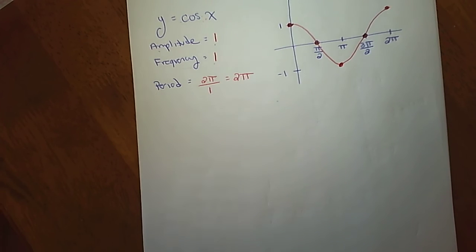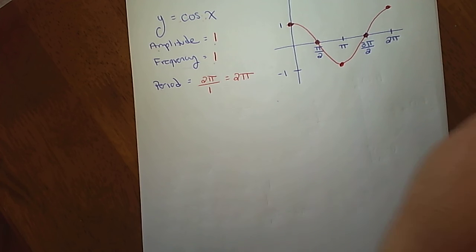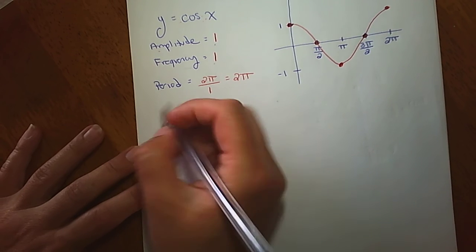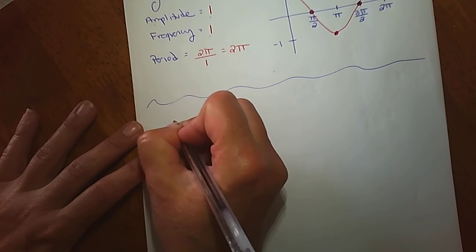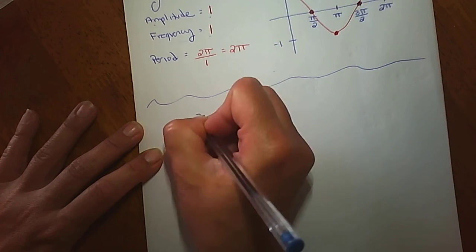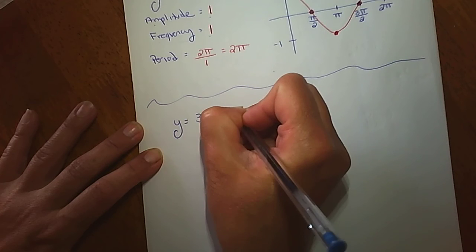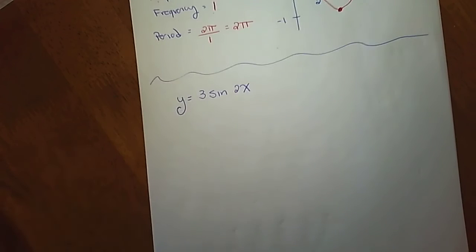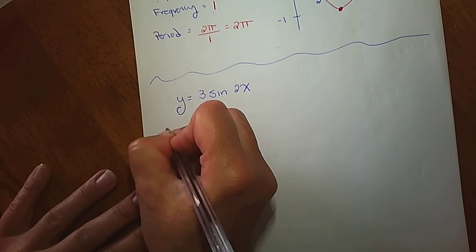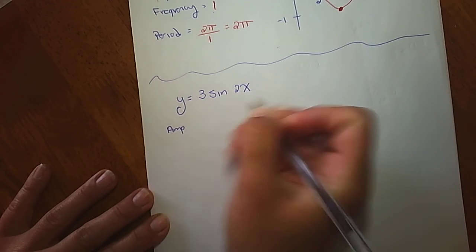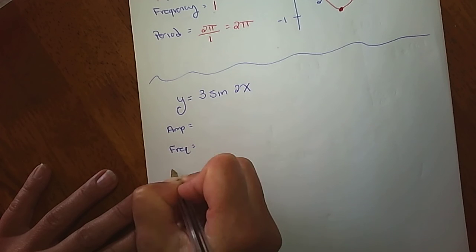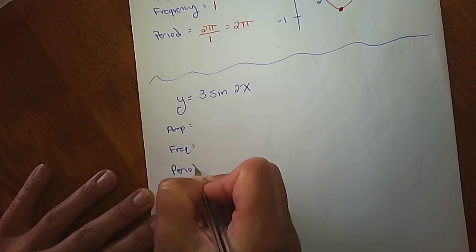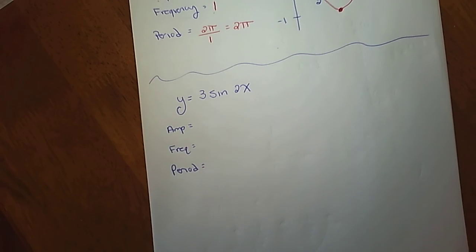So you guys won't have to do any graphing yet for homework. But what we're going to practice now is finding some information. All right. So I'm going to give you y equals 3 sine 2x. From this, I want you to find the amplitude, the frequency, and the period. All right, take a minute and see if you can find those 3 things for me.